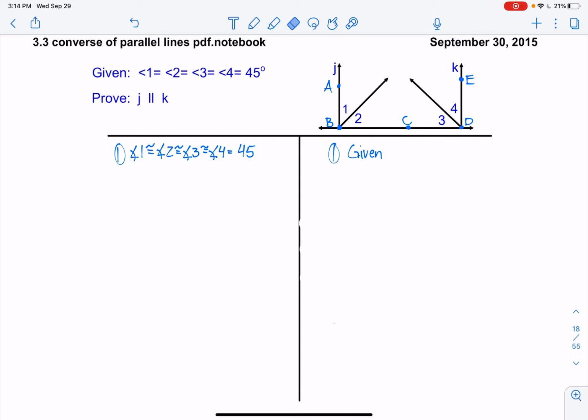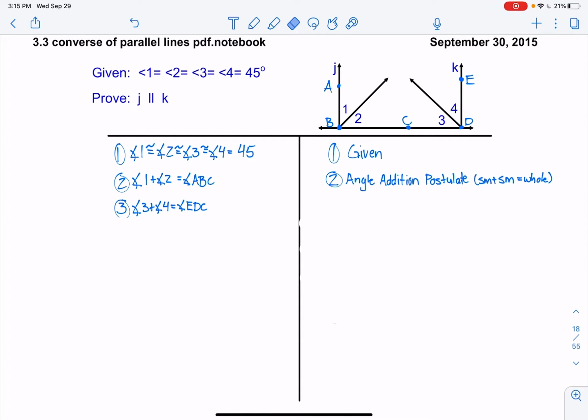However, if we have two adjacent angles, there's a very good chance that we're going to use angle addition postulate. Angle 1 plus angle 2, right here. Those two angles added together equal angle ABC. Again, how do we know that? Angle addition postulate, or small plus small equals whole. Okay, and we can do the same thing for angle 3 and 4. Same exact thing.